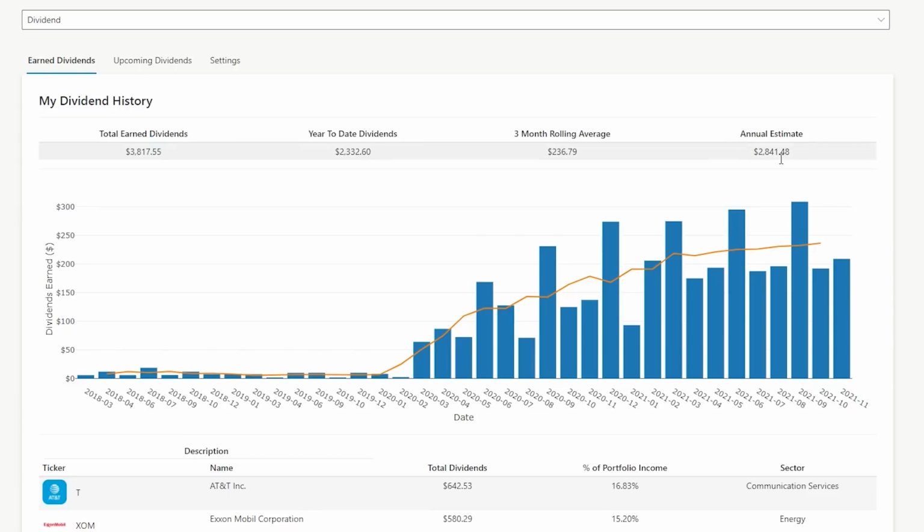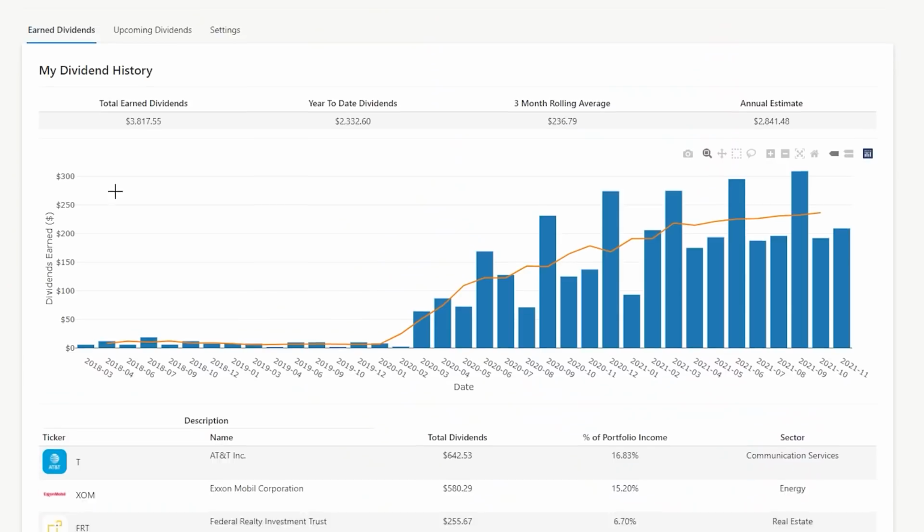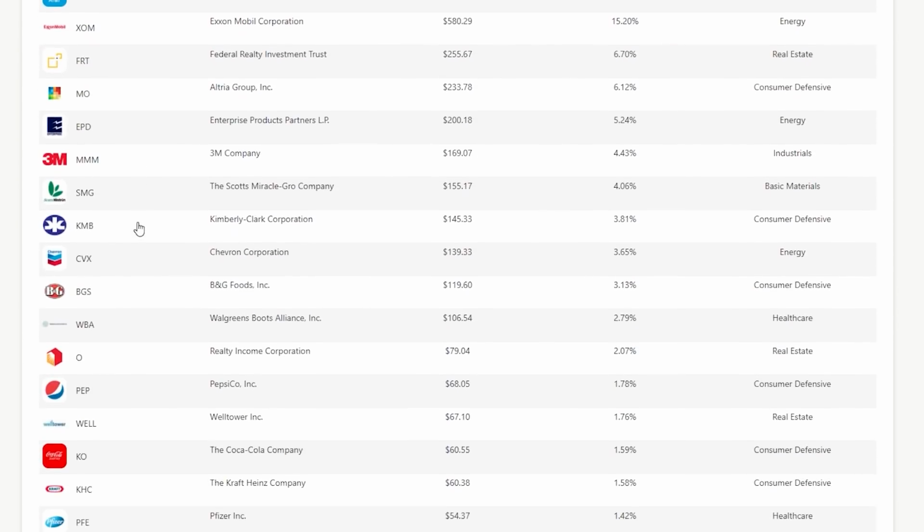When you project my 3-month average over 1 year, it's $2,841.48 in dividend income. In reality, I'm going to crush this because I'll be buying more shares, reinvesting dividends, and the dividend payments of my companies will grow over time. Here you can see all the stocks I've earned dividends from.